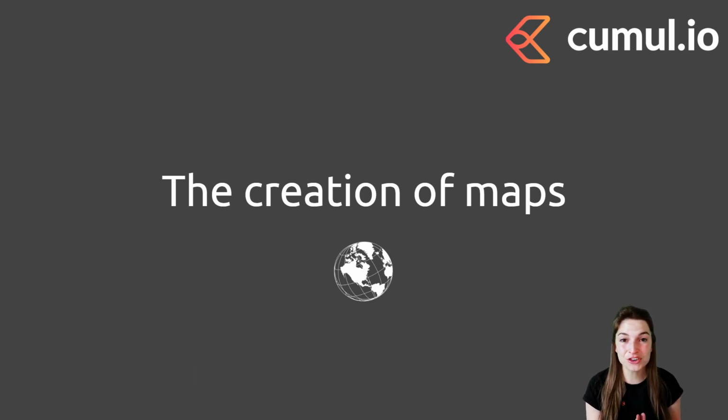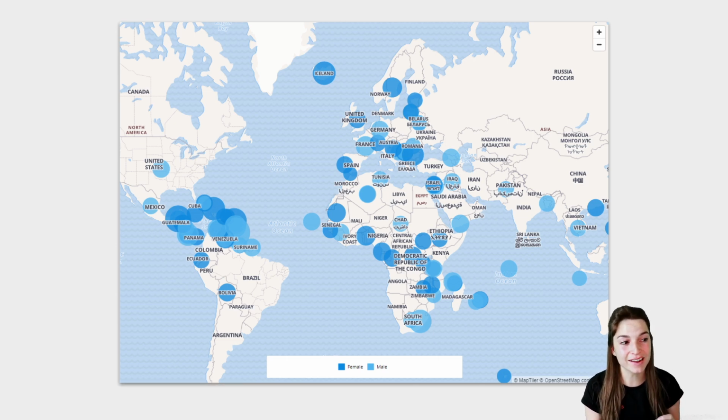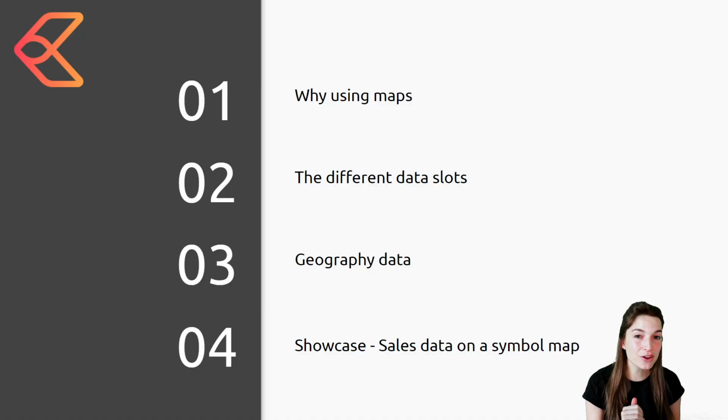And today I'm going to show you how to create a map. And with a map, I mean something like this. So here you have a nice visual of sales data compared to different regions in the world and also divided by male and female. All right, so today I'm gonna show you why you should use maps.